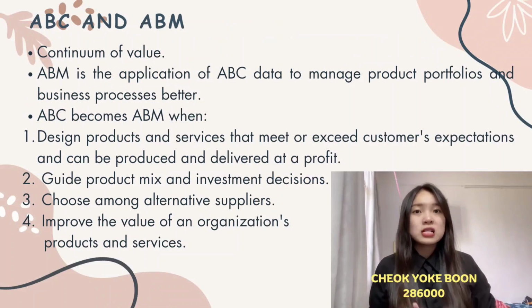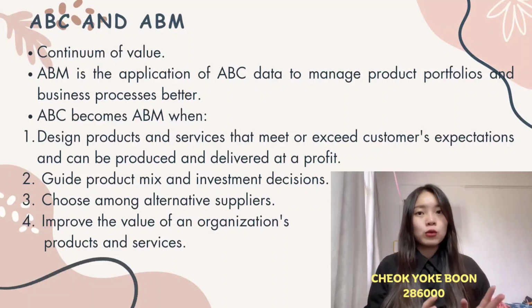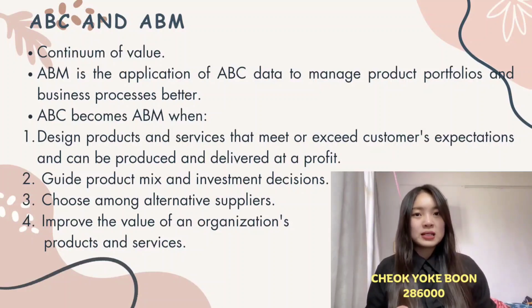them. Last, we will discuss ABC and ABM. ABC and ABM are a continuum of value. ABM is the application of ABC data to manage the product portfolio and business better. ABC becomes ABM when it is used for product mix and investment decisions. Choose among alternative suppliers and improve the value of an organization, product, and service.